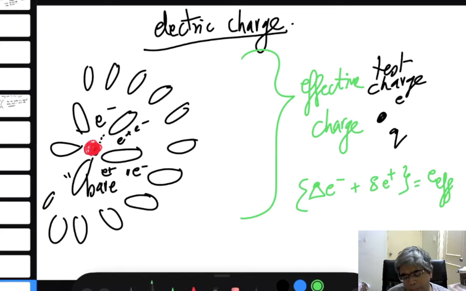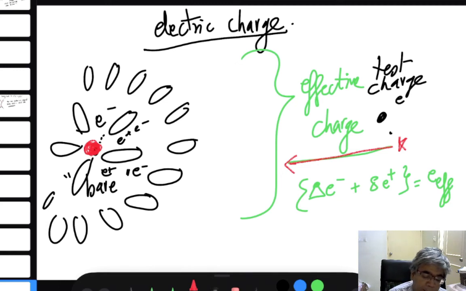Now, if the test charge attains some momentum, say, the red line, some momentum k, then it starts probing this electron cloud. What it will do is require more and more energy to probe this cloud deeper and deeper. As it probes deeper and deeper, it goes deeper inside the cloud, and this screening part will start reducing.